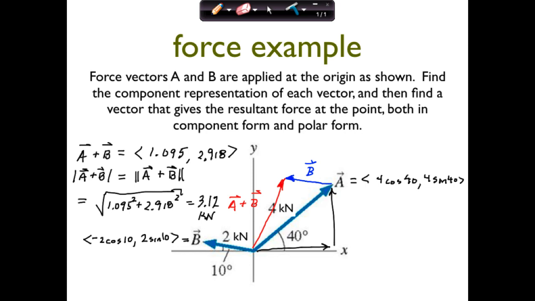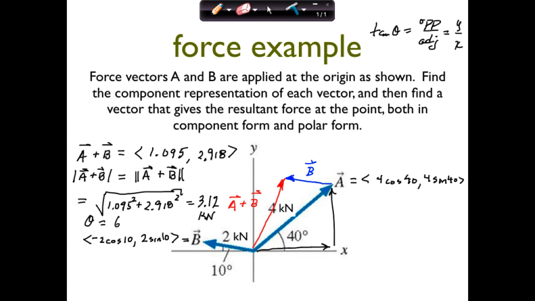What is tangent? Tangent is opposite over adjacent. And so which is x and which is y? Opposite will be y and adjacent will be x. So it'll be the arctangent of y over x. Anyone got it? 69.44 degrees. Somebody else get that?